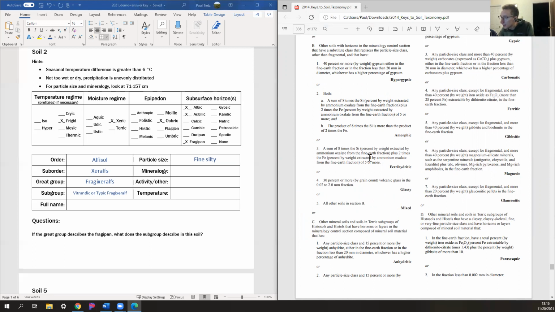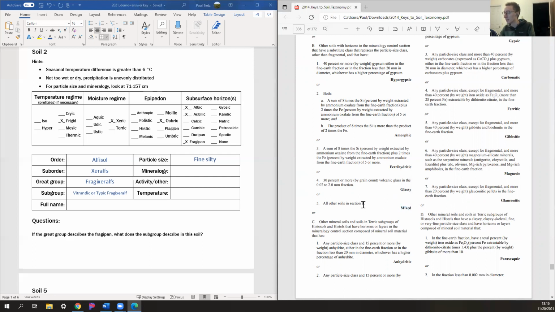Silica plus 2 times the iron of 5 or more. It's not very hydritic. It's not 30% or more volcanic glass, right? We had 13%, 4%, 3%. It's not 30, so it's not glassy. It's all other soils in section B that were mixed.